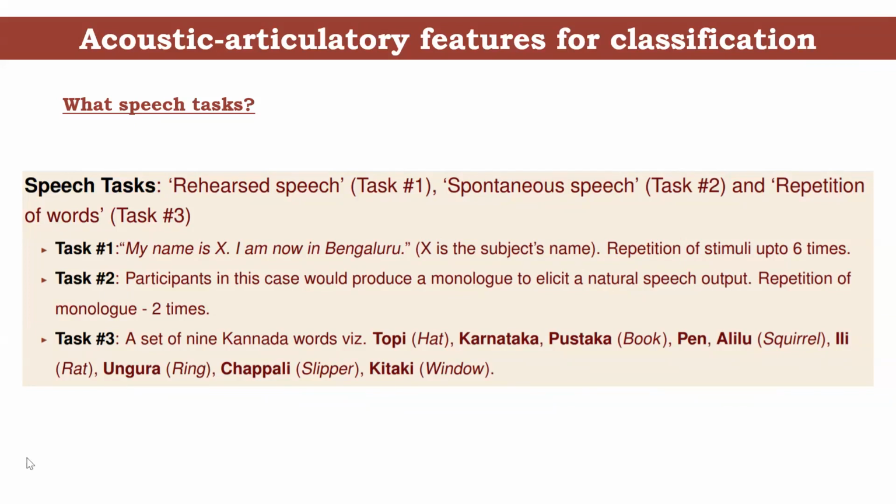Okay, so now that's the first task. The second task is they'll make a monologue, so it's a spontaneous speech. And the third task was that they repeat some specific Kannada words, and they're all Kannada speakers. So words like Topi, Karnataka, Pustaka, Pain, Alilu, and many others. So these are 3 tasks.